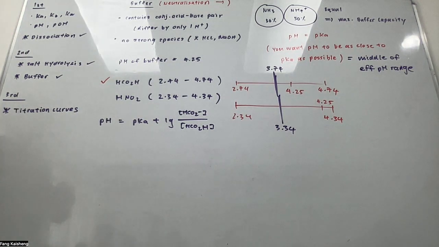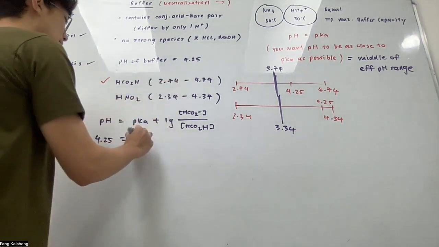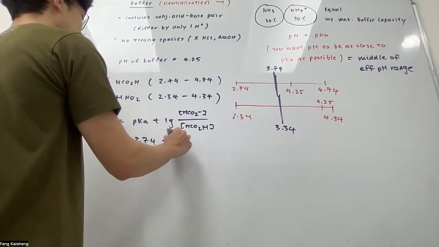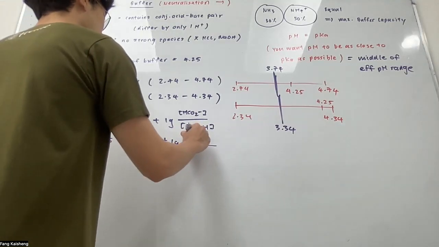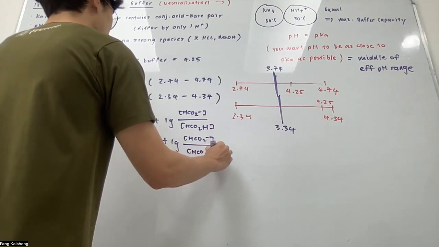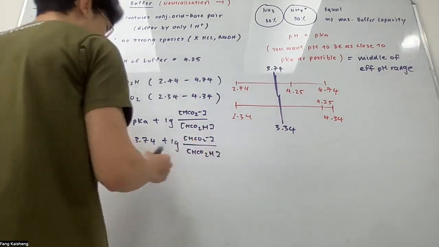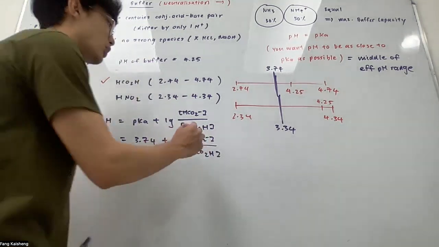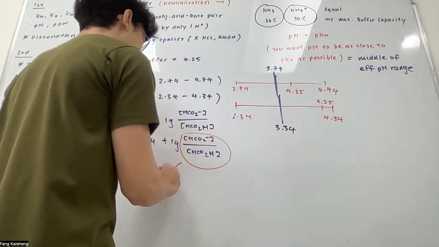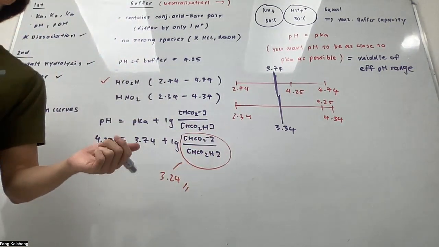Okay, look. The pH here is 4.5. pKa is 3.74. It's just math, log, right? Okay, the logarithms, I'm not here to teach you all log. So the ratio here should be 3.24. Look at it.